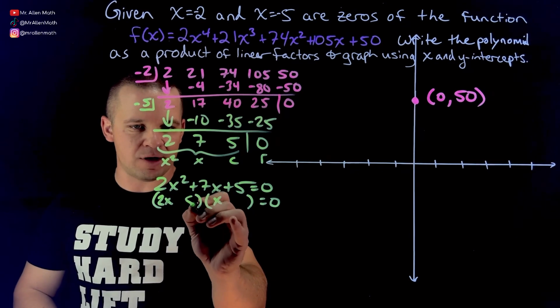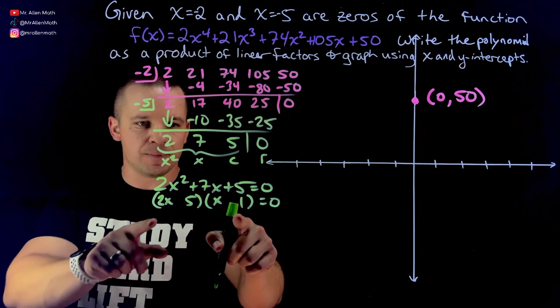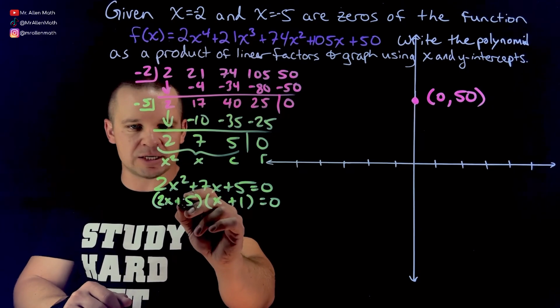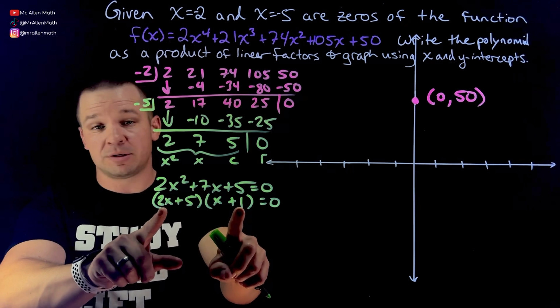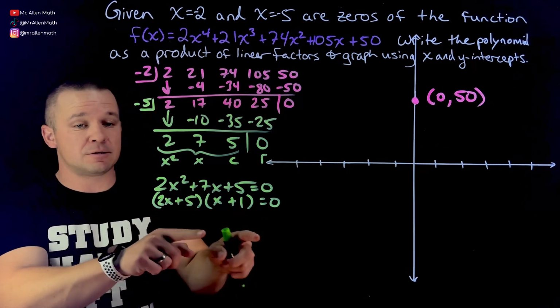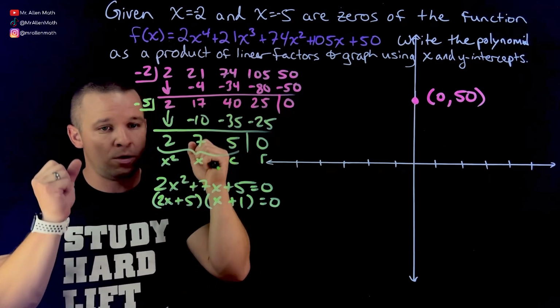So let's throw the 5 right here and the 1 right here. They're both going to be positive. Everything's positive here, so that takes some of the guesswork out. But let's double check it. 2x times 1 is 2x. 5 times x is 5x. 2x, 5x, 7x. Woo woo, America.